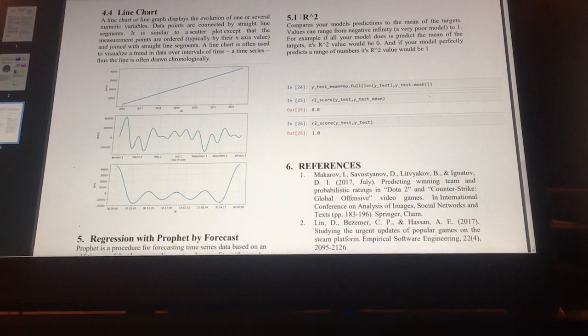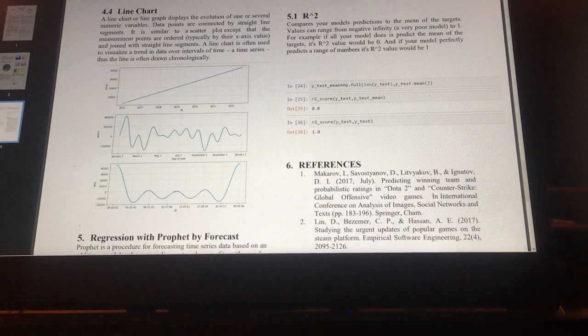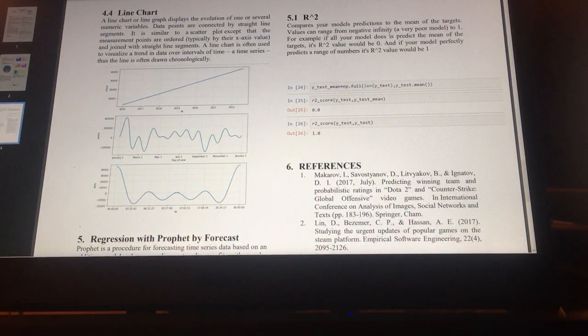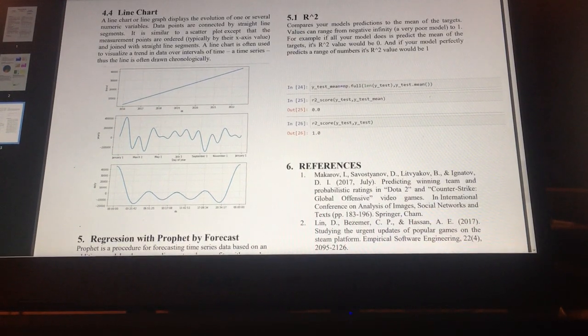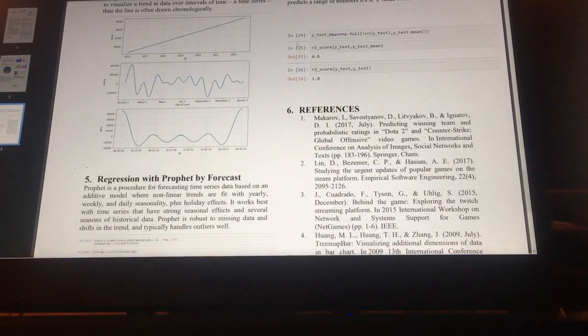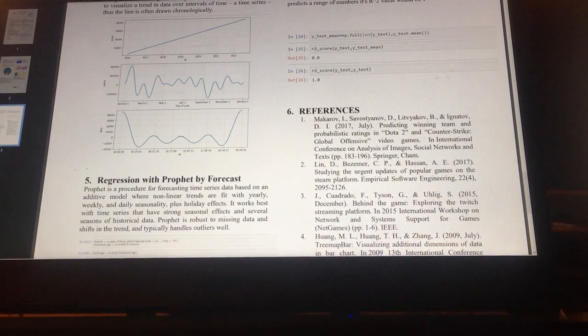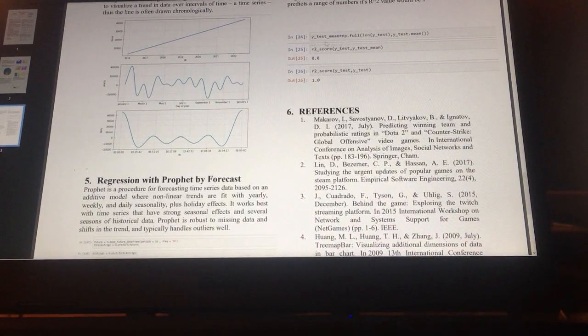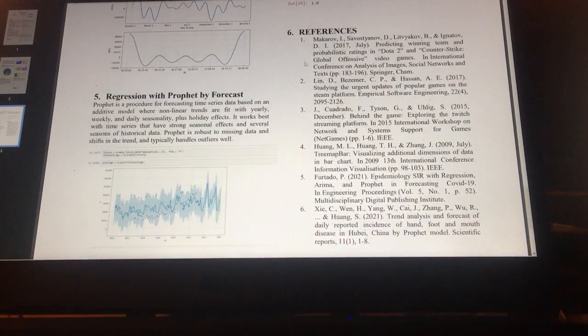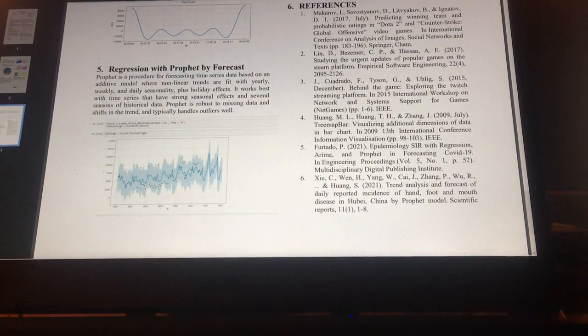And we also talked about the R-squared method. It compares your model's predictions to the mean of the targets. Values can range from negative infinity to 1. In this visual from our code, our R2 score, y_test, we split the datasets and the values are shown when known. This is our references, by the way.